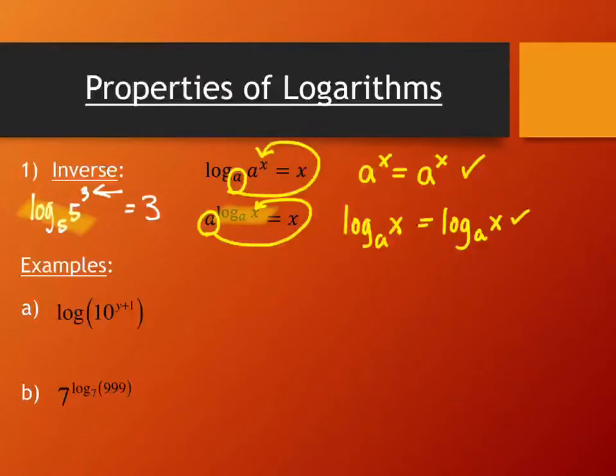So when I have, on this example below on part A, the common log of 10 to the y plus 1, the common log part here and the base 10 here are inverse operations, and they leave me with just the exponent y plus 1. That's what this property is telling me I can do.